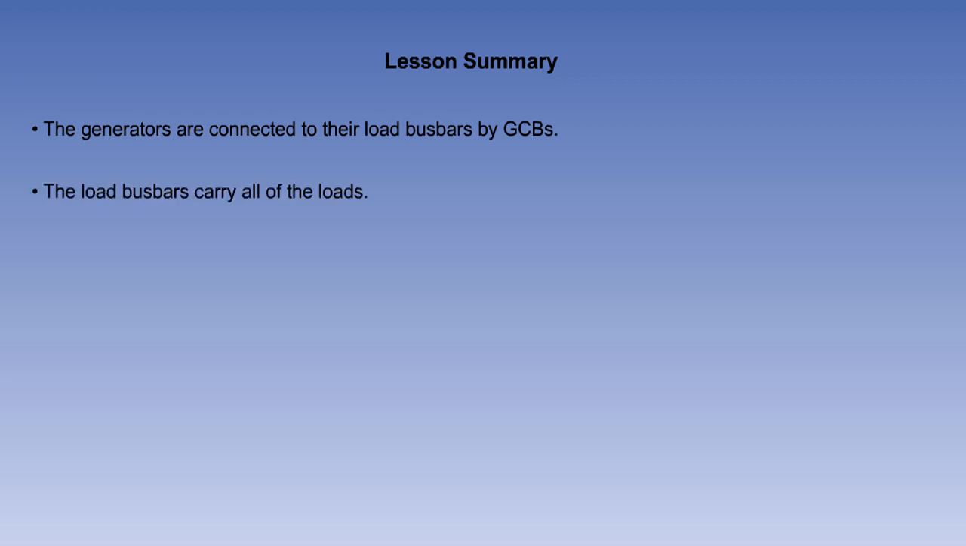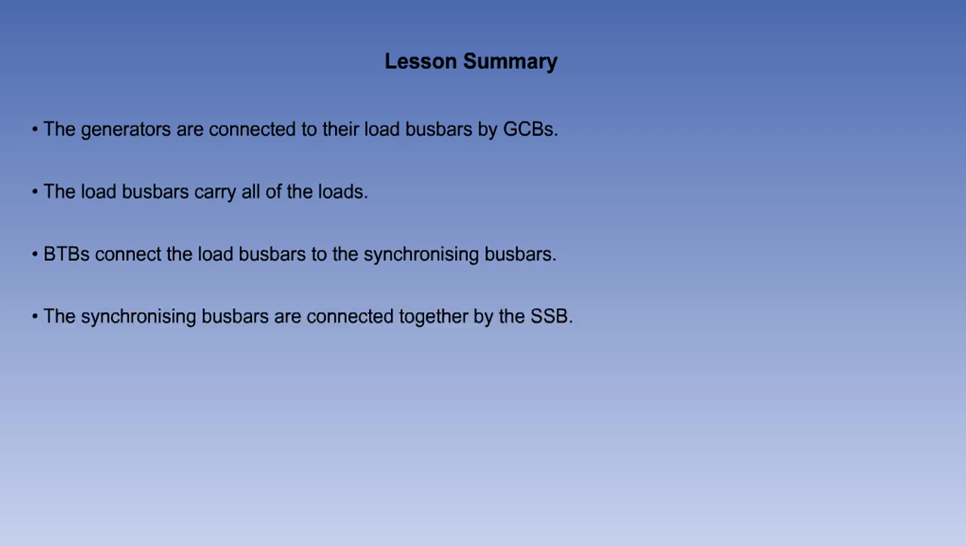That is the end of the lesson. Here is a summary of the main points. The generators are connected to their load bus bars by generator control breakers. The load bus bars carry all of the loads. Bus tie breakers connect the load bus bars to the synchronizing bus bars. The synchronizing bus bars are connected together by the split system breaker.